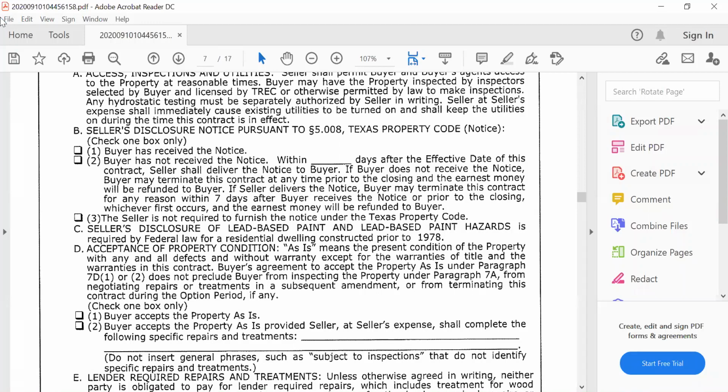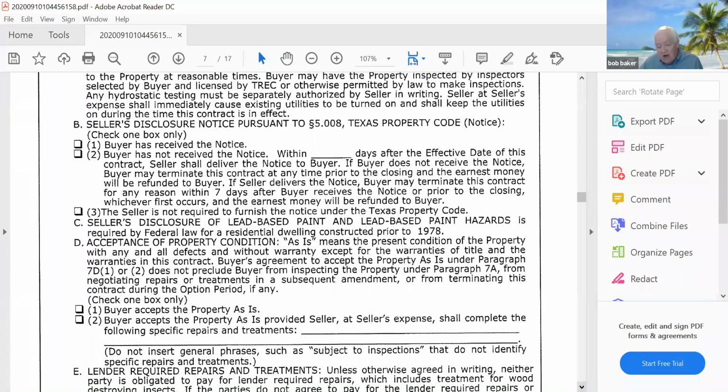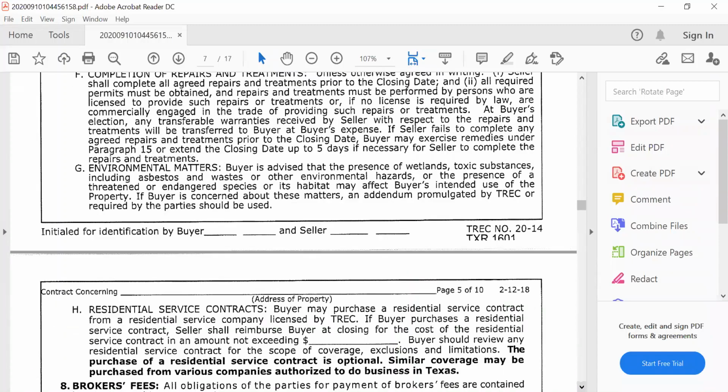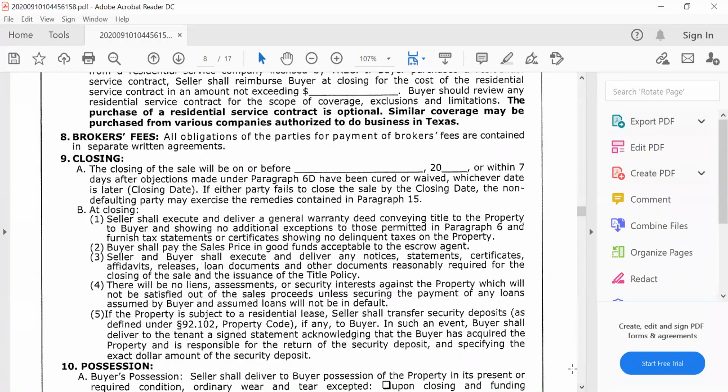Now, let's look at closing. So in question 8, how much time should there be for closing, and what are the major variables? We're looking at paragraph 9A, and we've got an on or before date there. So how do we come up with the closing date?